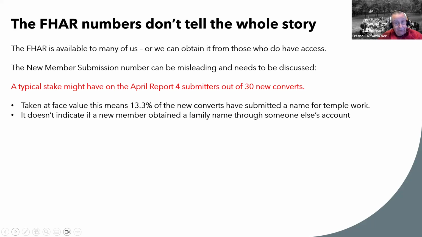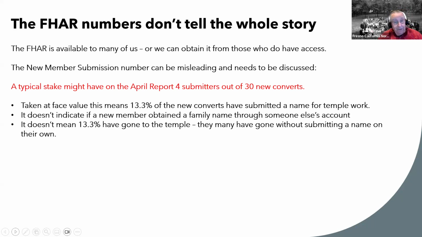What it doesn't really tell us is how many of those converts actually took a name to the temple, because it's possible that the new member got a name for their family through somebody else going in and maybe helping them create a tree and then reserving the name through their account, not the new member's account. And so there's a possibility they could take family names and we wouldn't know that. Also, it doesn't mean that 13% of the new members have gone to the temple. They may have gone to the temple without submitting a name, and hopefully they've gone to the temple.